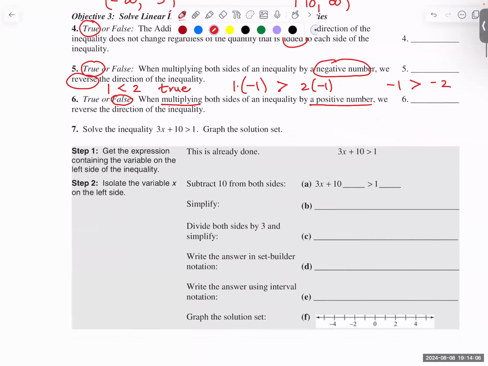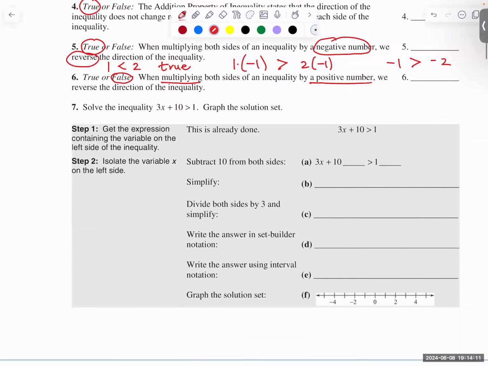Number 7, solve the inequality. Graph the solution set. Step 1, get the expression containing the variable on the left side or one side of the inequality. And this is done. Step 2, to isolate the variable term, in this example, we're going to subtract 10 from both sides. So 10 minus 10 is 0, so we have 3x is strictly greater than negative 9.